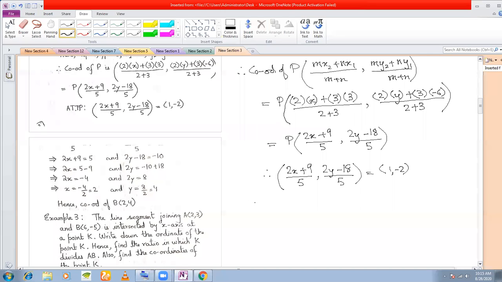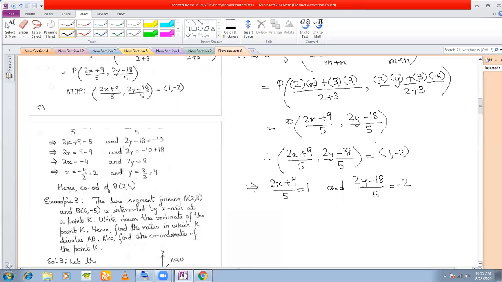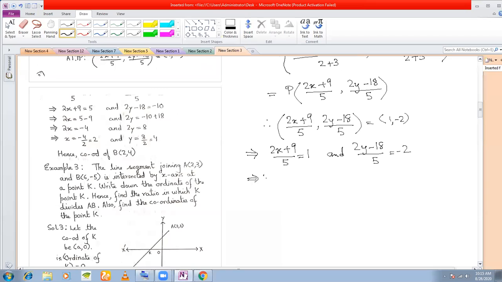Now we equate the x coordinate and the y coordinate. That means (2x plus 9) by 5 must be equal to 1, and (2y minus 18) by 5 must be equal to minus 2. Now you solve for x and y. 2x plus 9 equals 5.